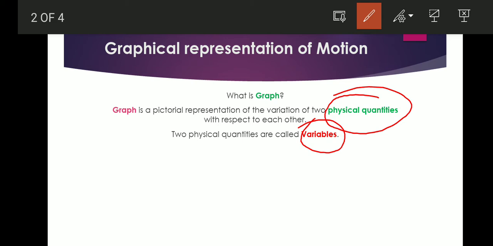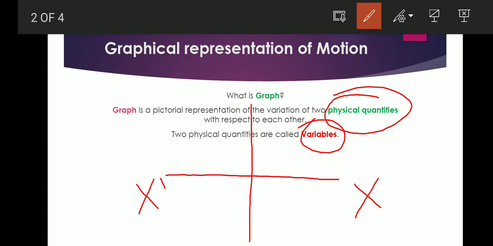Suppose we have a graph here. This is a horizontal line. This horizontal line is called the x-axis. Okay, x-axis, and then there will be a vertical line here, and this line is called the y-axis. Then the point where the x-axis and y-axis intersect is called the origin. Okay, the starting point of your counting.